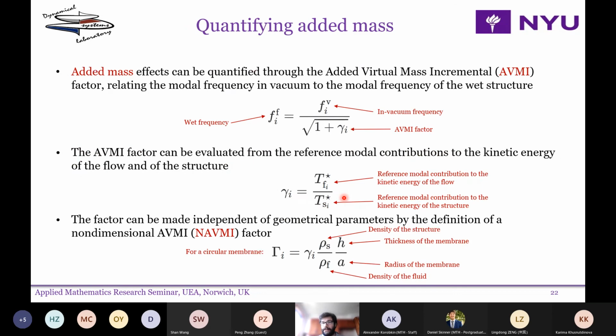To quantify the added mass, in the literature there are some factors that have been defined so that once we know the factor, it's very easy to relate the in-vacuum frequency to the frequency of the wet structure, the one that is in contact with water. One of the most used is the added virtual mass incremental factor, or AMI factor, that relates very easily, as you see, the wet frequency to the in-vacuum frequency. The AMI factor is computed for each different mode of the structure. So in this case, it's the ith mode.